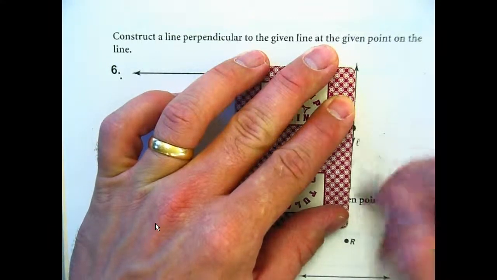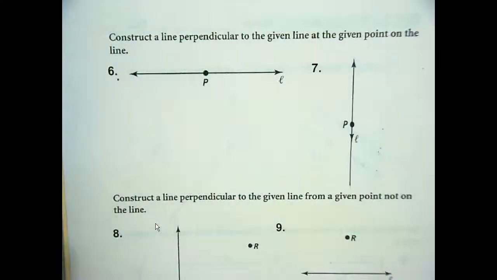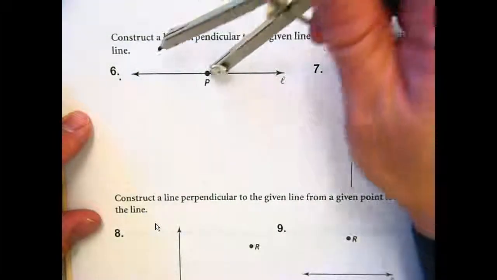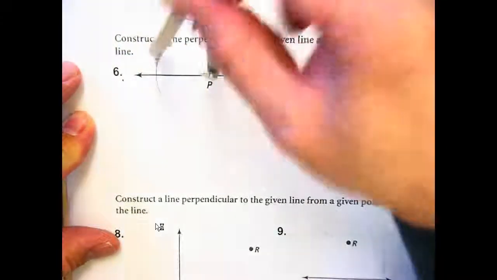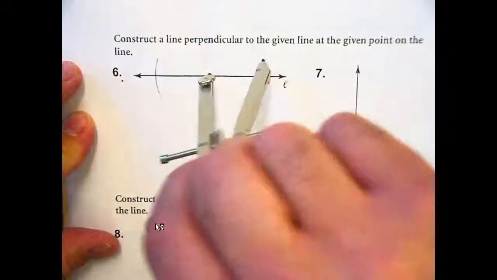Okay? So first thing you do, perpendicular, put the point of your compass on point P and make an arc on either side. I see some students like to just make a big circle. You did one similar to it, yeah.